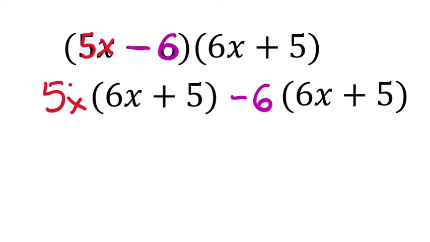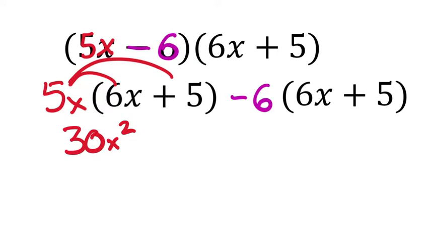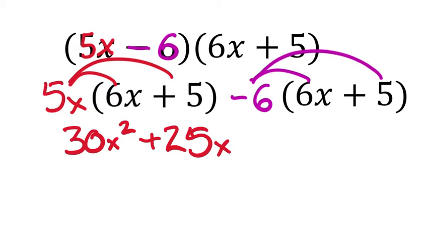And then I'm going to distribute, I'll start with the red, my 5x there. So that's 5x times 6x's. 5 times 6 is 30. X times x is x squared. Now I got 5x's times 5, which would be positive 25x's. And then I'll go to my negative 6 in purple there, looking to distribute it into both terms of the second binomial. So negative 6 times 6x's would be negative 36x's. And then I got the negative 6 times 5, which is negative 30.